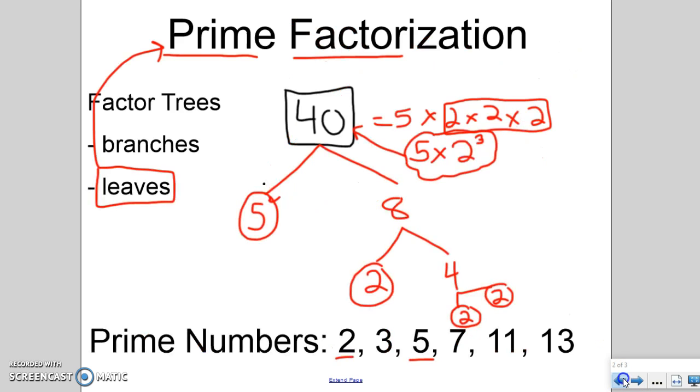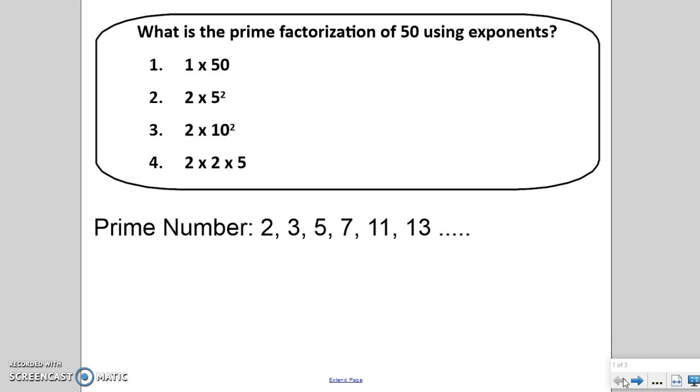Now, if you go back, the original question was asking for the prime factorization of 50 using exponents. I want you to give it a try. These shouldn't say 1, 2, 3, 4. These should say A, B, C, D. See if you can figure out which would be giving the prime factorization of 50 using exponents.